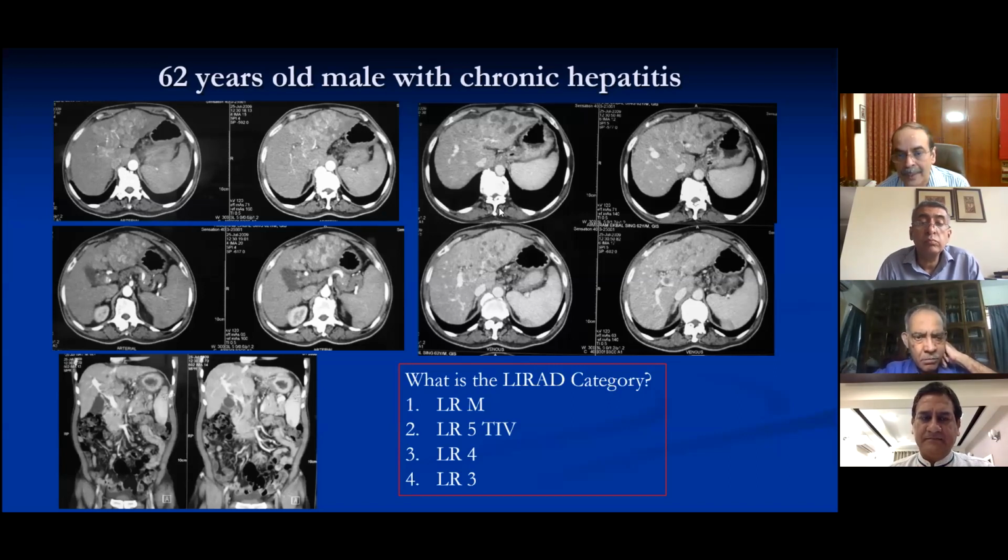And this is the portal vein, and this is the filling defect within the portal vein. No biopsy, no further confirmation is needed, and they can go ahead and treat this as an HCC. Okay, very well done. This is LR5 TIV for a patient who has chronic active hepatitis.